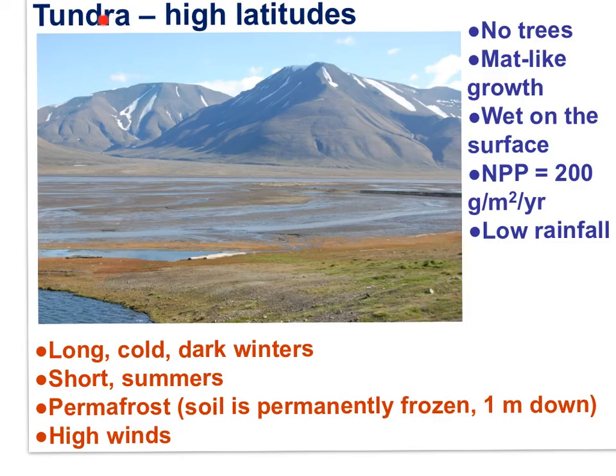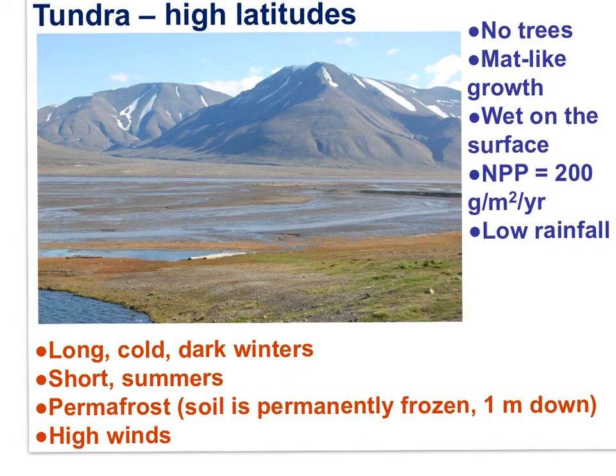The tundra is a biome in the polar latitudes. Characteristics of the tundra are no trees, a mat-like growth, wet on the surface, a net primary productivity of 200 grams per meter square per year. The tundra receives very little rainfall. There are long, dark, cold winters and short summers. As well, the tundra has permafrost, which is soil permanently frozen about 1 meter down.